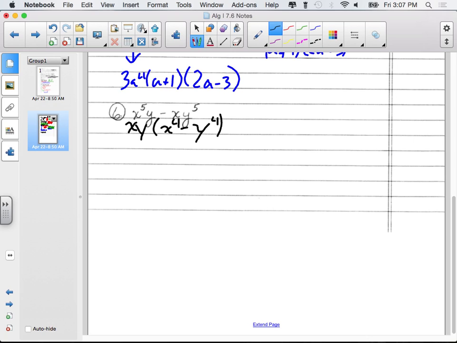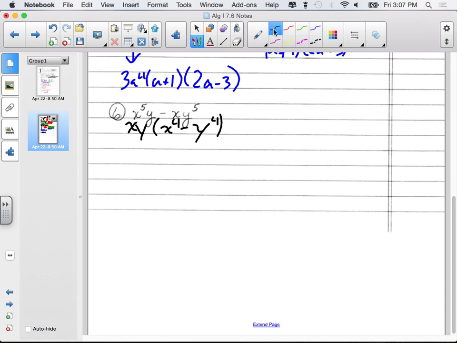All right, so first thing we did, find the GCF. Next thing we do, what kind of polynomial is that? It is a binomial, so you need to find the difference of squares.